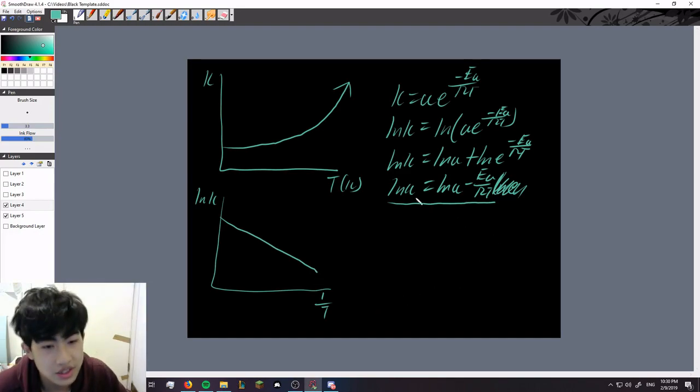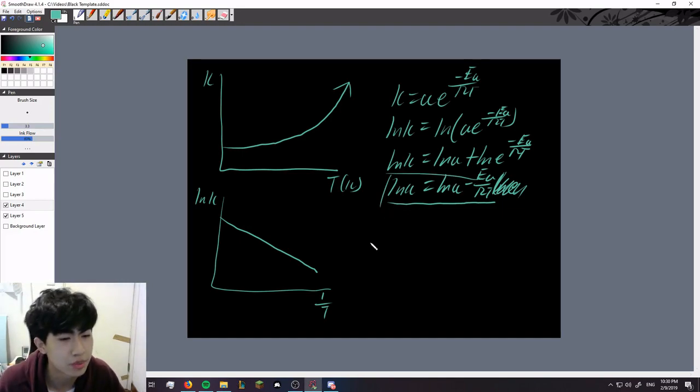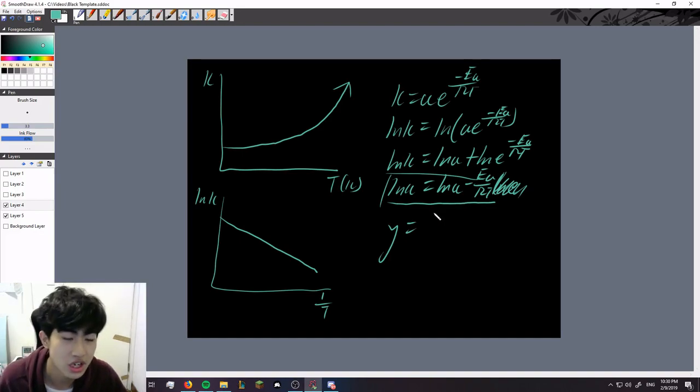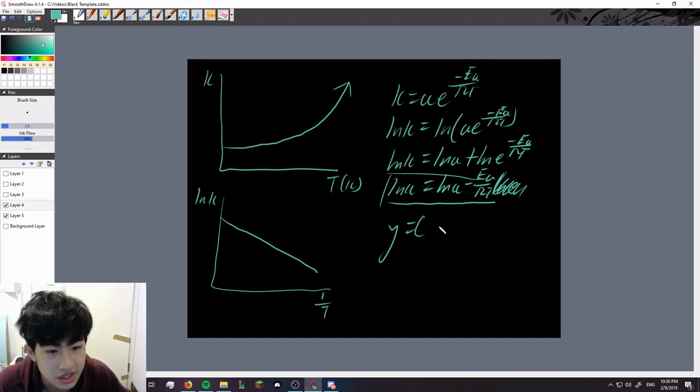And why is that? Let's actually look at this expression here. We have ln K. We know K is our dependent variable, so let's denote it as y. ln K is just going to be y. So we have y equals ln A. ln A is unchanged. It's not going to vary with our independent or dependent variable, so it's just a constant. So we give it as C minus EA over RT.